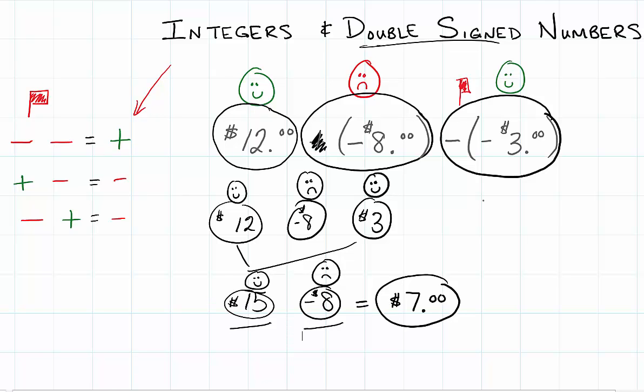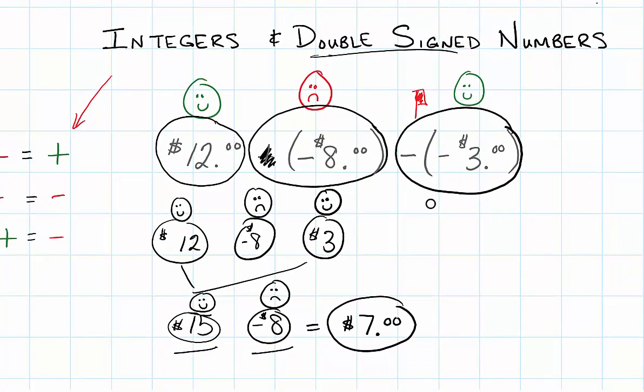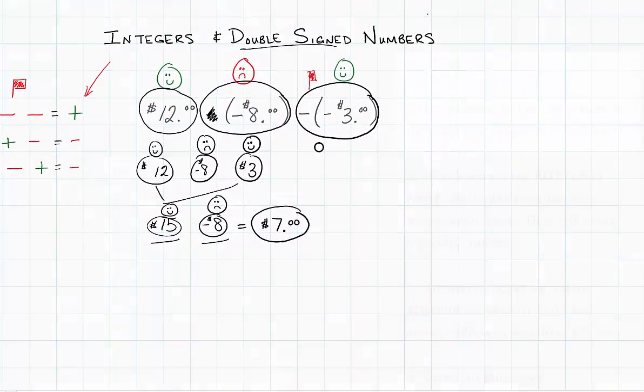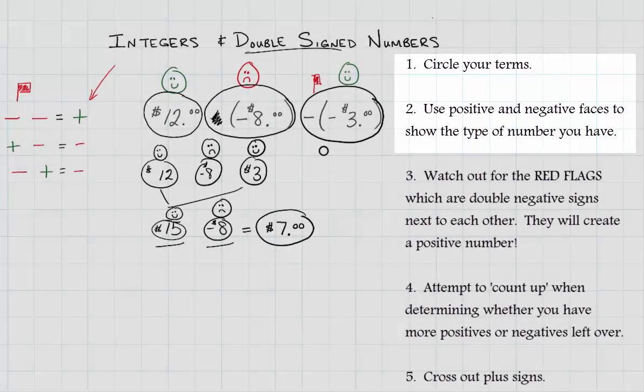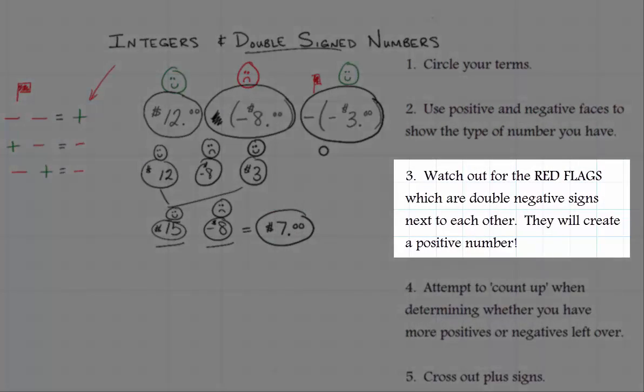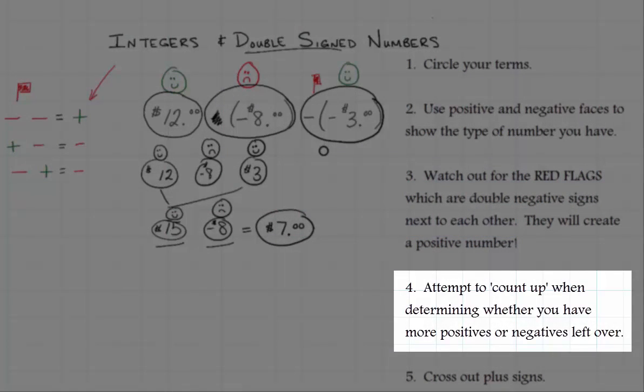So a little bit of a recap. Make sure that you circle your terms. Make sure that you use your positive faces or negative faces in order to determine what type of number it is. Be sure to watch out for those red flag signs, the two negative signs in front of a number. That's going to give us a red flag because two negatives in front of a number change it to a positive. Try using the counting up method when trying to determine how much is left.